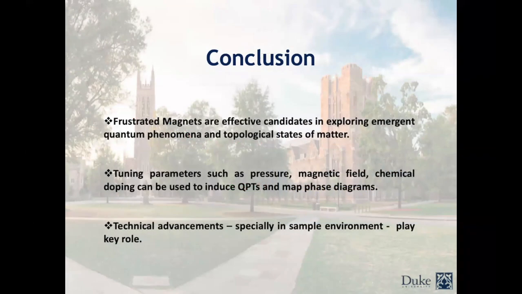Okay, I'll leave you with the conclusions that frustrated magnets are important. We need theories to be able to expand our sample synthesis, sample design, and experimental techniques. From the experimental point of view, sample environment is always important. Thank you.